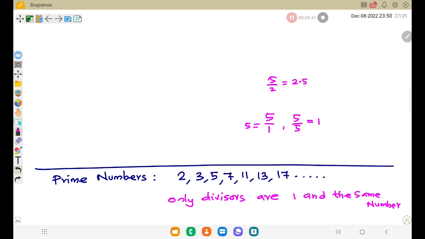It is not an integer number, so it is not a divisor. So the only divisors are the number 1 and the number itself. That type of number we call a prime number. Prime numbers start with 2, then 2, 3, and so on. 1 is neither prime nor composite. So starting from 2, that type of number.